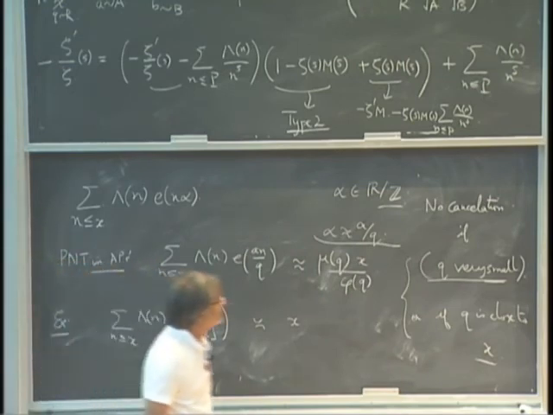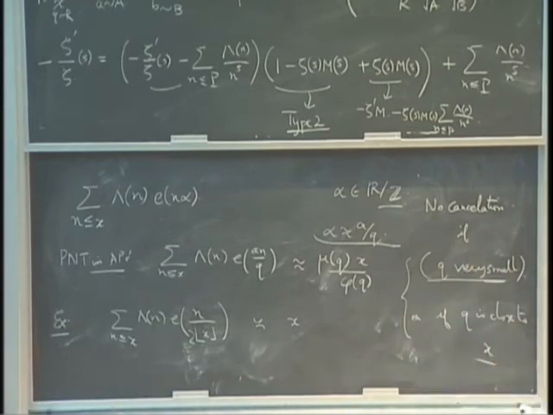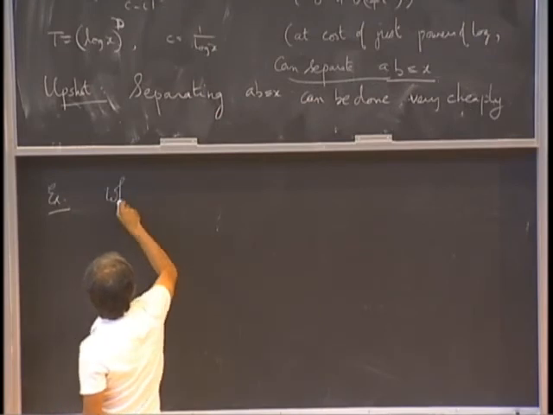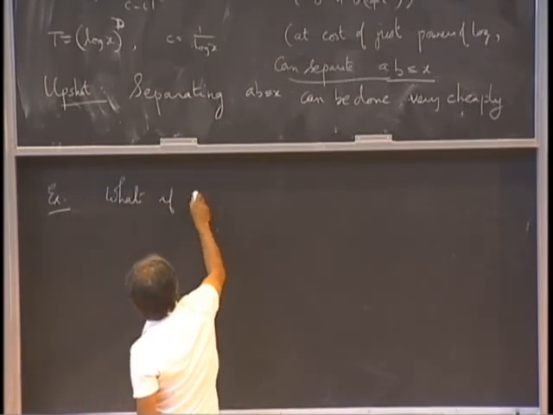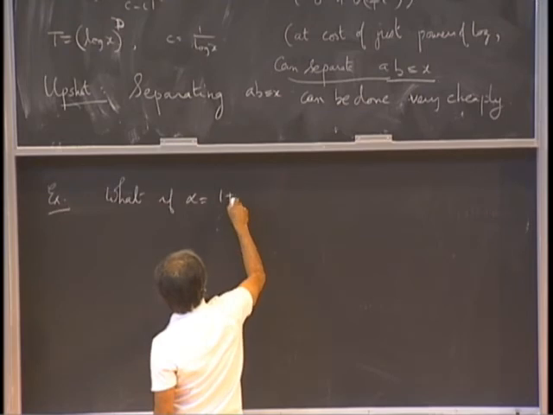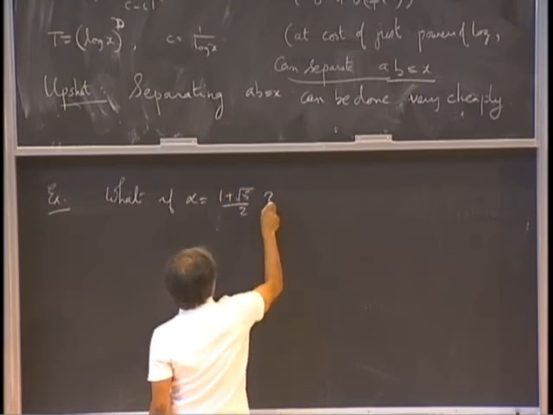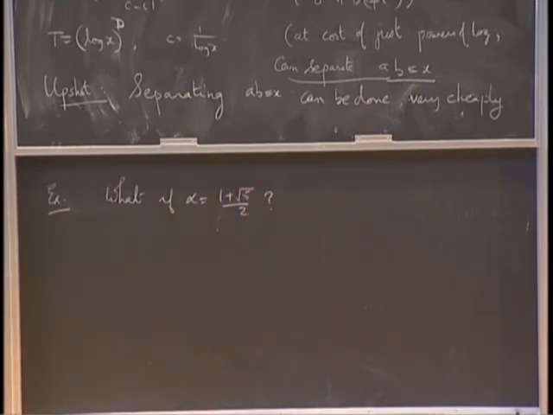In other ranges, you do expect that this sum will mostly cancel out. So here's another example for you to think about. What if alpha is, say, the golden ratio? It would be a good exercise to work out explicitly for the golden ratio what kind of bound you can prove for the sum over primes.